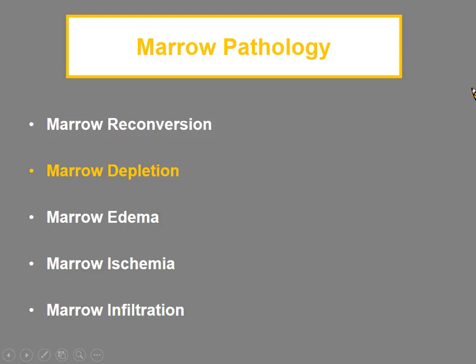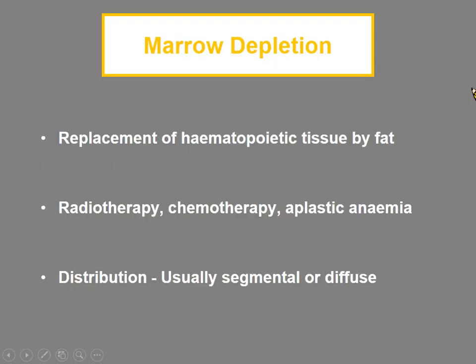Next, marrow depletion. Now, we have seen that the useful component of marrow is the myeloid tissue. And in disorders of marrow depletion, basically the useful component, which is the myeloid tissue, becomes replaced by the less useful component, and that is fat. And we see this in patients post-radiotherapy, as well as in patients with aplastic anemia, and occasionally in patients post-chemotherapy.